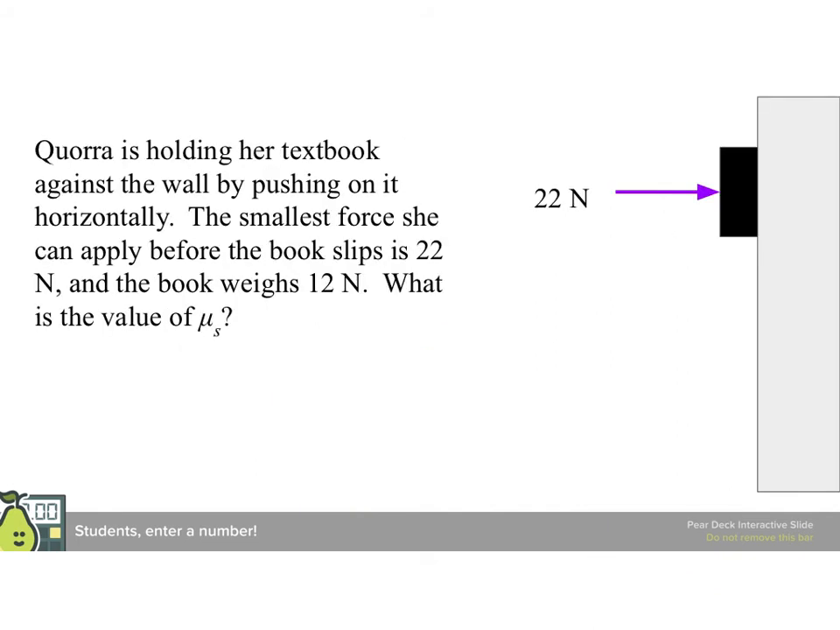And so we return to Cora. Cora is holding her textbook against the wall by pushing on it horizontally. The smallest force she can apply before the book slips is 22 newtons, and the book weighs 12 newtons. What is the value of mu s? So we must have the maximum static frictional force, because if she reduces her pressure even a little, it slides, so it must be right on the edge. You might remember, or we might draw again, our free body diagram, which is the weight of the book downward, Cora pushing into the wall resisting that, and then the wall resisting the fact that it should not slide.